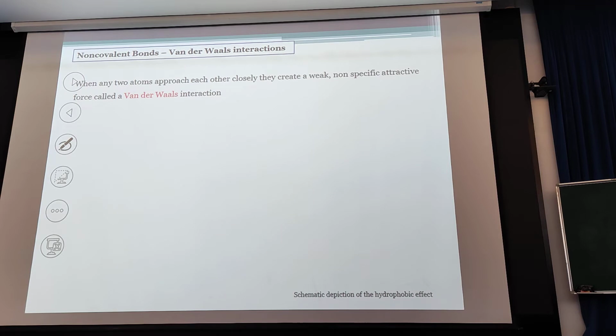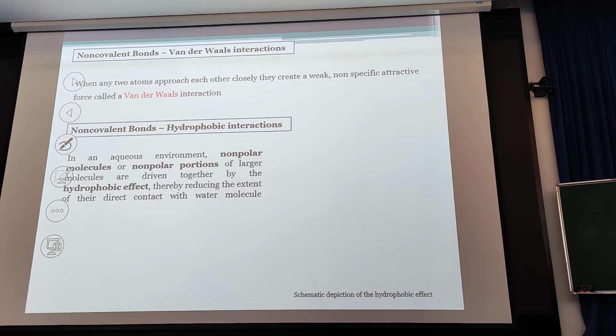The next type of bond is just introduced, we don't go so far: the van der Waals interactions. When any two atoms approach each other closely, they can create a weak non-specific attraction, and we call it the van der Waals interaction.